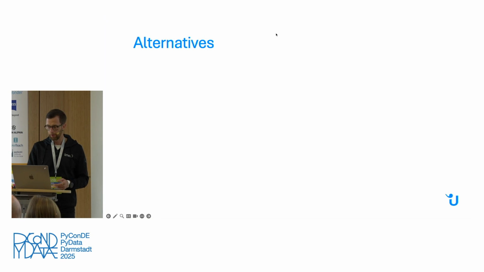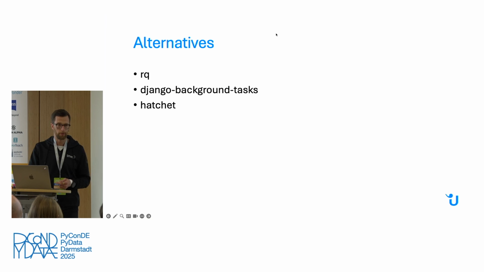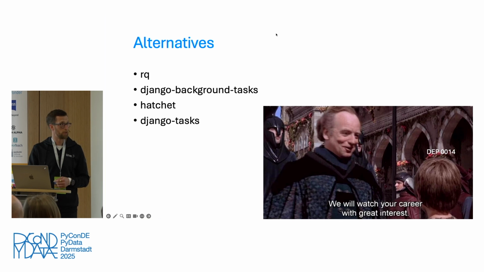I'm very quickly going through some alternatives. So there's RQ, which is simpler. It just uses Redis as a broker. There's Django background task, which doesn't use a broker at all. It uses the Django database to store tasks. There's Hatchet, which is a relatively new thing, with a lot of promising features. And now there's also a Django enhancement proposal to bring tasks into Django itself, and I'm watching it with great interest.